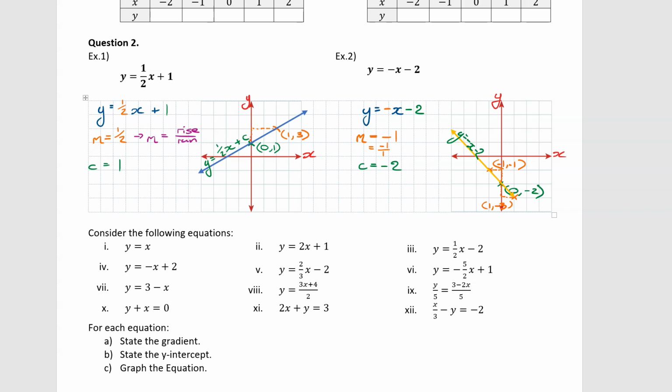So this has been a video on how we can graph linear relationships simply by observing them in slope intercept form.